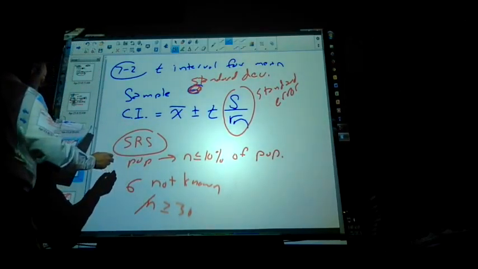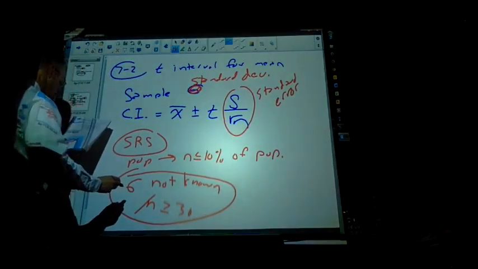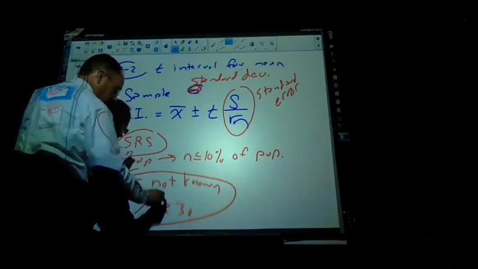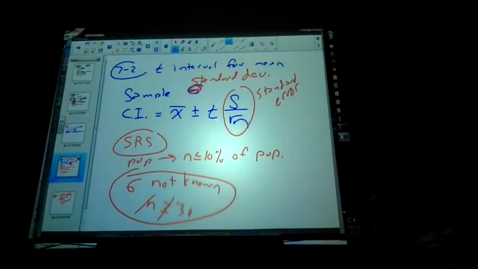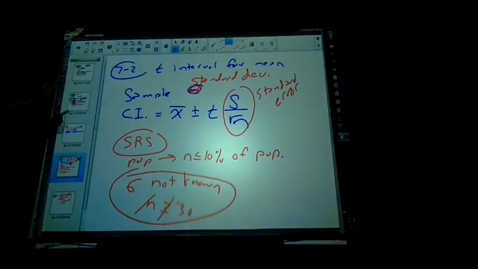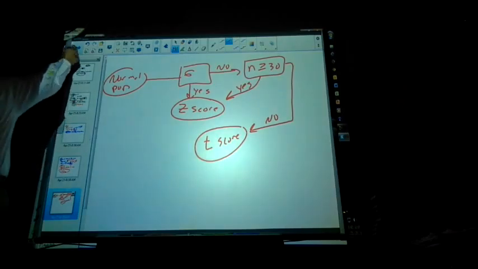Okay, so populate. That should be not. Okay, so that's where that t interval is going to take place. So that t table should take place. Then the z interval for one proportion. This is a smidge new on what 7.4 is going to be.